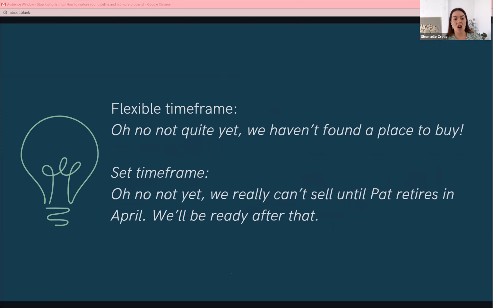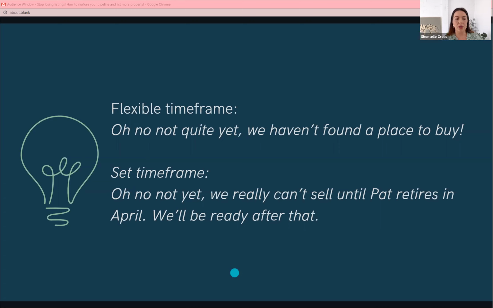They might say, oh, no, not quite yet. We haven't found a place to buy yet. So straight away, we know that their time frame is flexible, and that the reason why they're not selling is because they haven't found a property to buy yet. The risk with this type of pipeline client is that as soon as they find something that is of interest to them, they're going to be ready to come to market, and we don't know when that is.